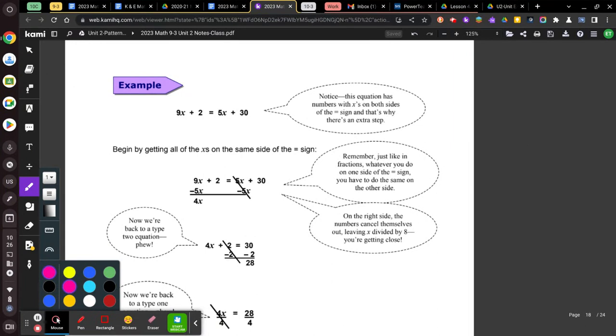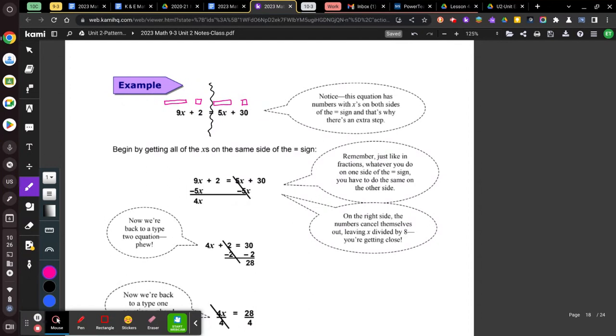Now, what if they have x on the other side? Well, this is where it gets crazy. So I want you to take a look and start drawing the objects. An x is actually a long stick. A number without an x is a baby square. So I'm just going to draw what I see on both sides. My equal sign is here. And on the other side, I've got a long stick and a baby square.